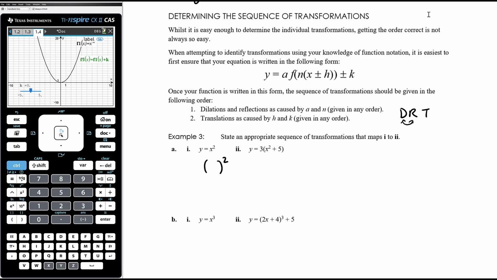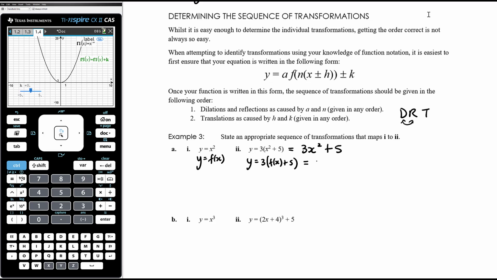But the problem is you've got the k intertwined with the a in this particular version. So what we need to do first is to expand out that bracket and write it as 3 times x squared plus 5. And now we can see that our original function was x squared. So if this is y equals f of x, this function was y equals 3 times f of x plus 5, which is not in that form.